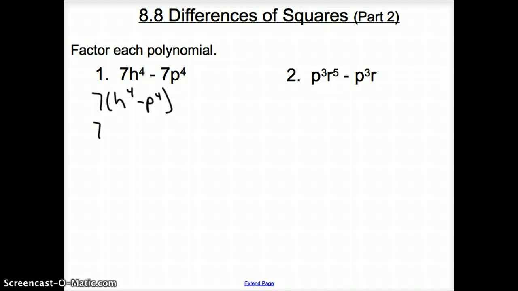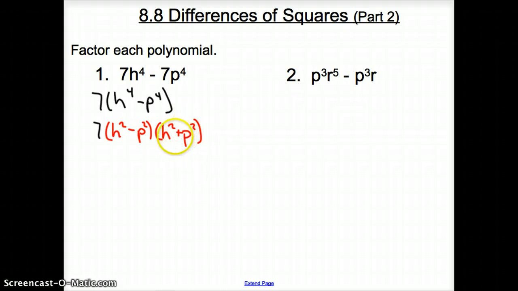Now can I rewrite this at all? What multiplies times itself to get h to the 4th? After I make the parentheses, hopefully we said that it's h squared, because h squared times h squared will give us h to the 4th. What will give you p to the 4th? What times itself will give you p to the 4th? Well, it will be p squared and p squared.